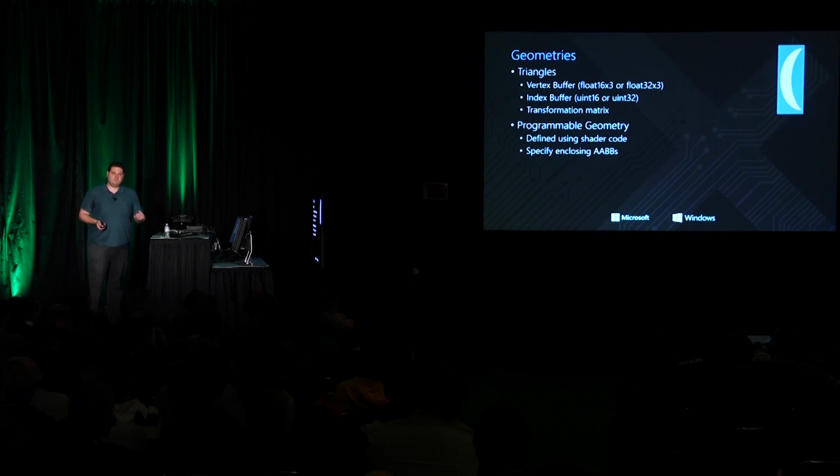In addition to the fixed function triangle geometry, you also have the ability to specify programmable geometry. I'll get into more detail about this later, but this is defined using shader code in a shader called the intersection shader. And in the geometry itself, you would specify axis-aligned bounding boxes to represent the exterior region for which your programmable geometry lies.